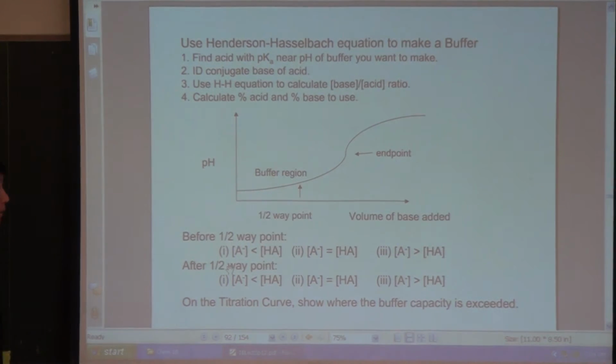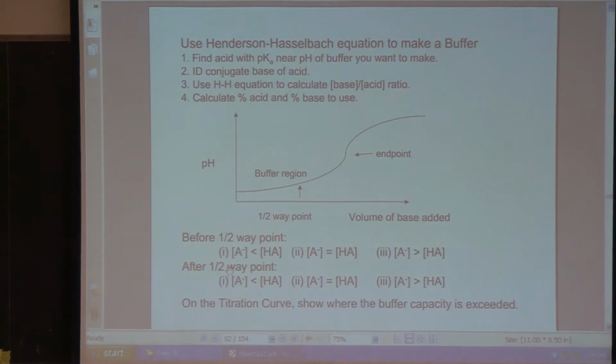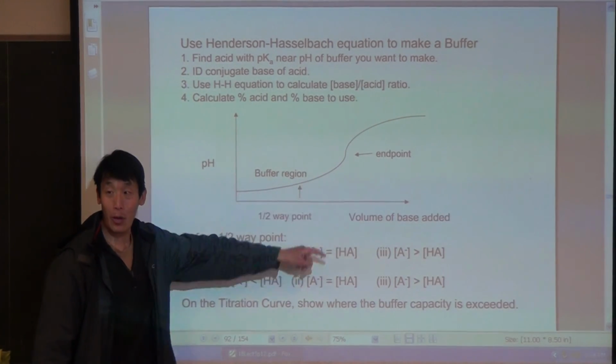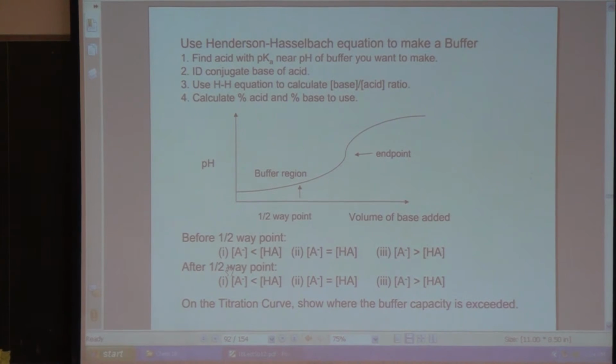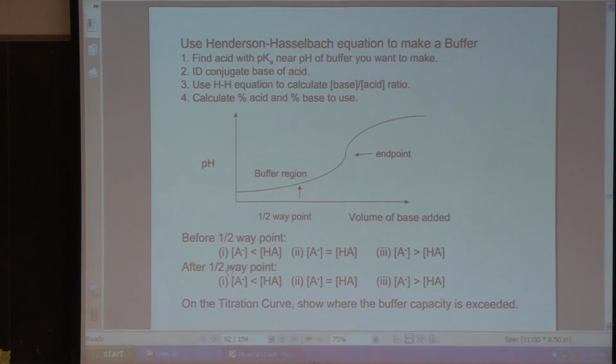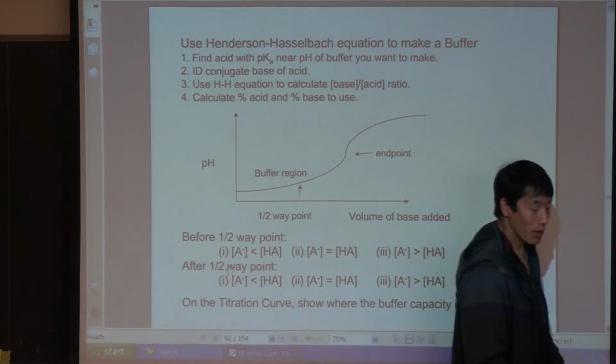So at that point, are you going to need more of the acetate ion or more of the acetic acid? Okay, so you're past the halfway point, and when you get past the halfway point, that means you need more of the acetate than the acetic acid. So this is what that Henderson-Hasselbalch equation is telling you.